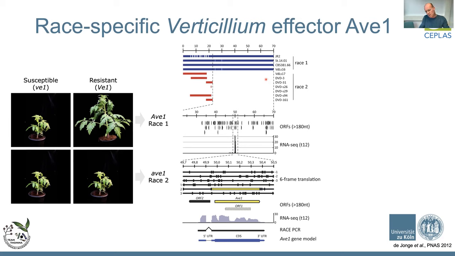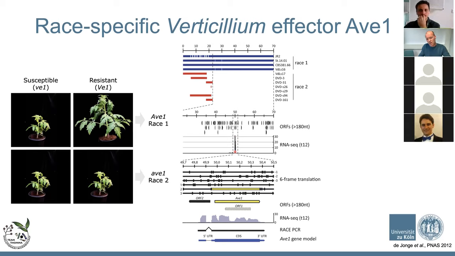So then we thought, okay, this is an interesting region. Let's analyze this. When we overlaid this with results from RNA-seq data, where we looked at whether we find gene expression in the fungus when it colonizes a plant host, we saw that there is only one peak, which spans one potential gene that is expressed in this region. So that was our candidate gene that we then called Av1 for mediating avirulence on Ve1 plants.